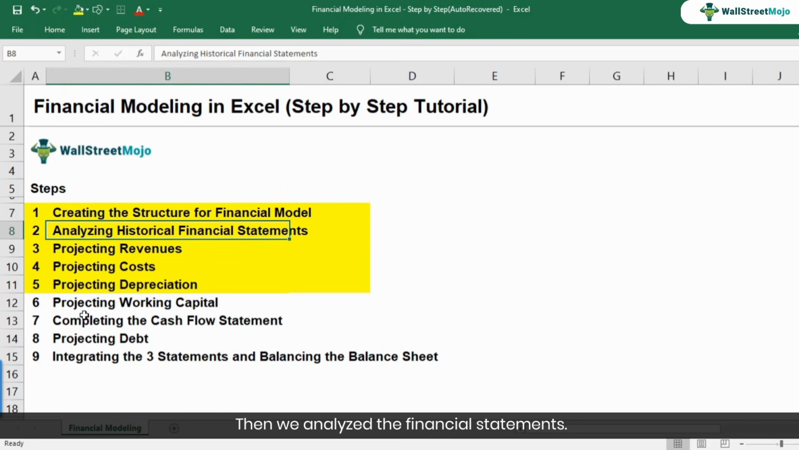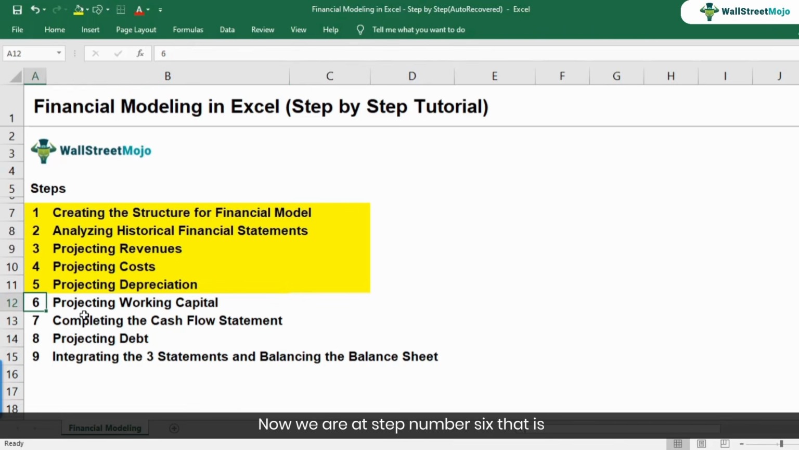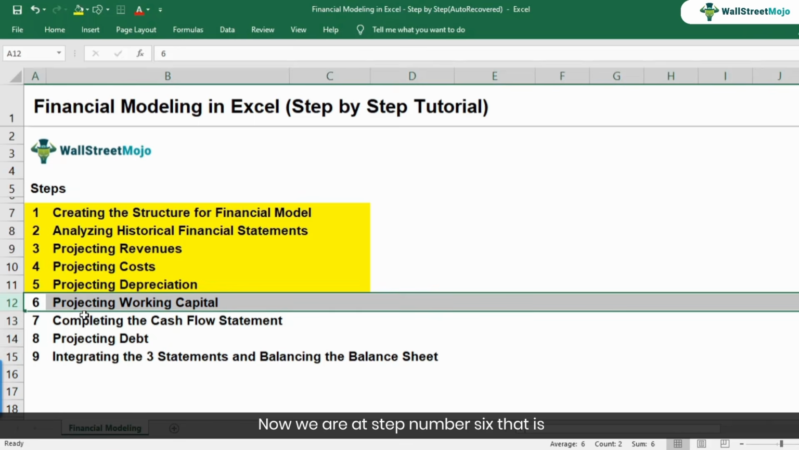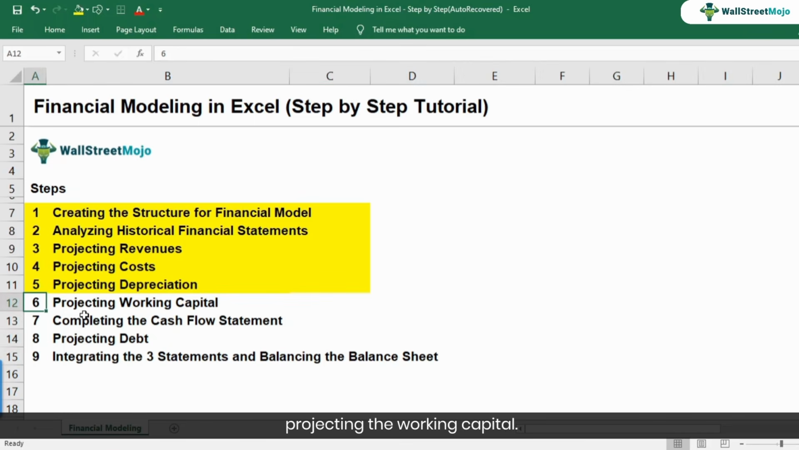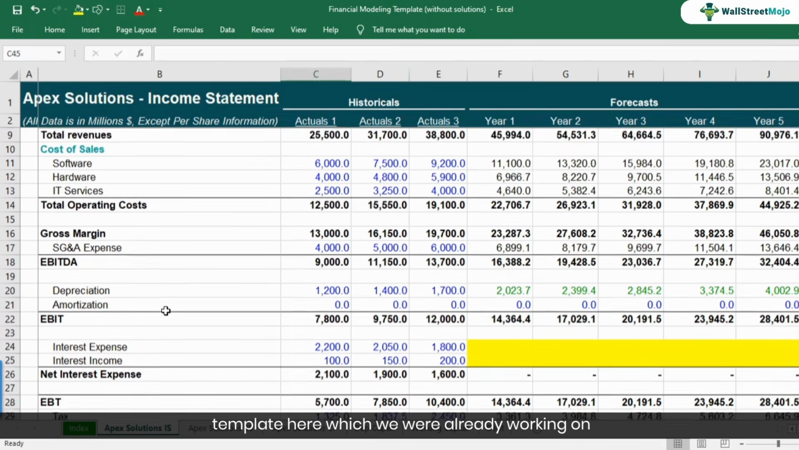Then we analyzed the financial statements, then we projected the revenues, thereafter the cost, and then in the previous video we discussed how to go about projecting depreciation and the capital expenditure. Now we are at step number 6, that is projecting the working capital. So for that, I'll again go back to this template here which we were already working on.